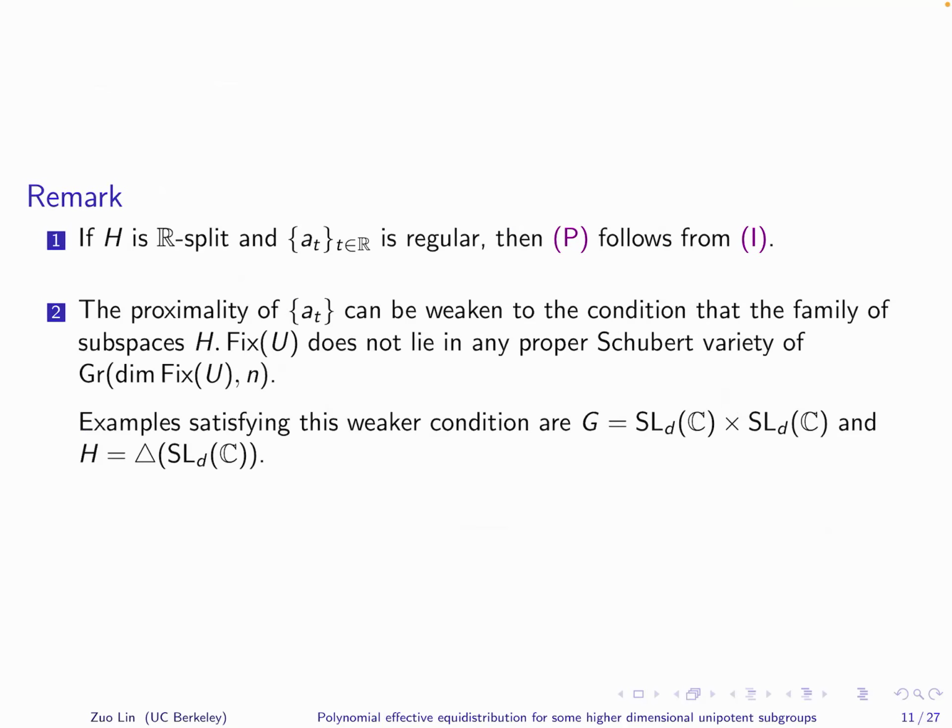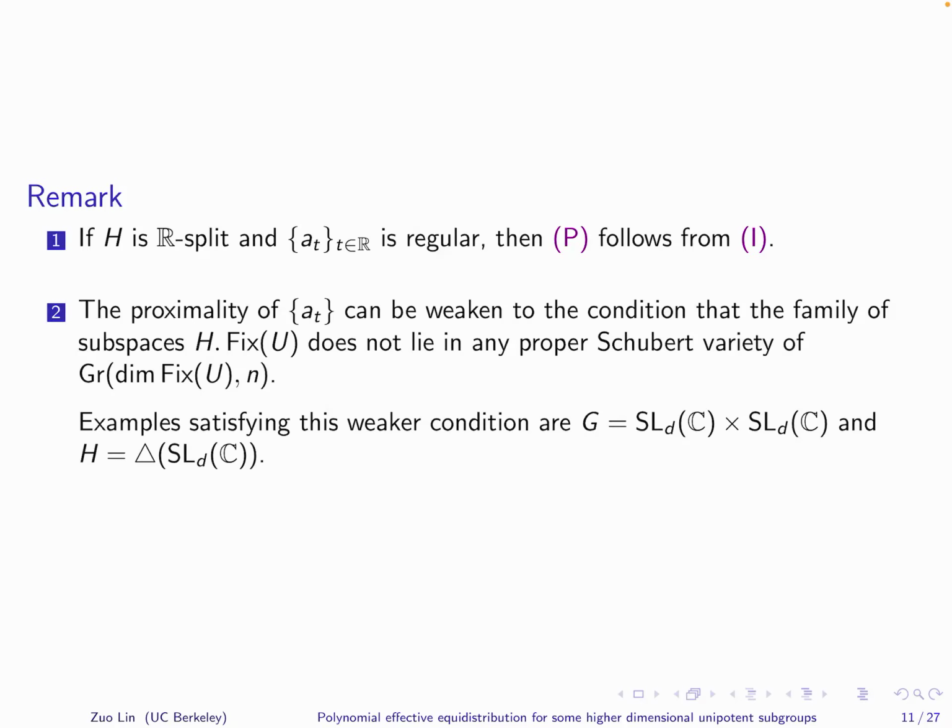So I have two conditions, irreducible and proximal. Let me say it like this. The proximal condition only appears in one place, but an important place in later proof. But in general, if your group is nice enough, suppose your edges are split and you choose a regular diagonal element, then it naturally follows from irreducible.